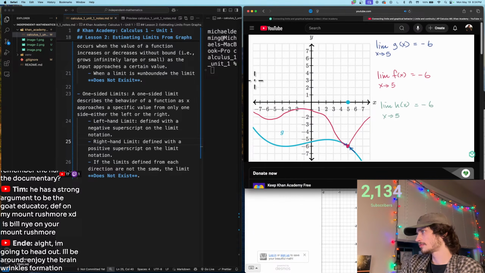You could have a function like this. Maybe it's defined up to there, then you have a circle there, and then it keeps going. Maybe it's not defined at all for any of these values, and then maybe down here it is defined for all x values greater than or equal to 4, and it just goes right through -6. So notice, all of these functions as x approaches 5 have the limit defined and it's equal to -6, but these functions all look very, very different.